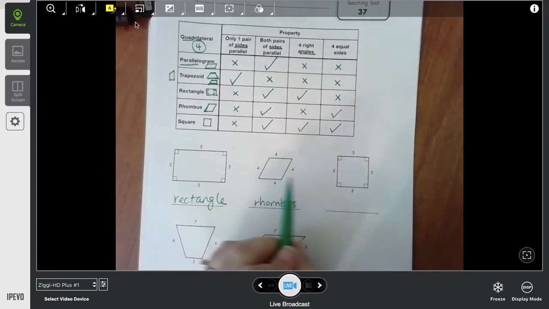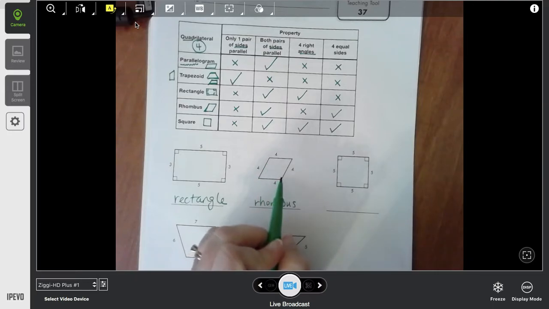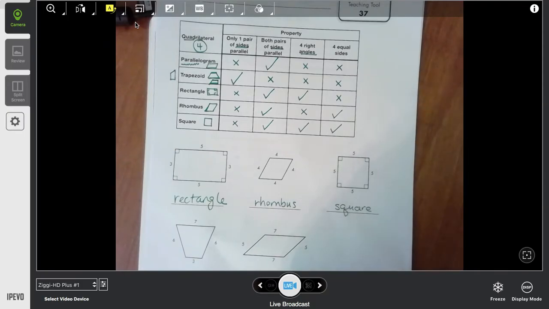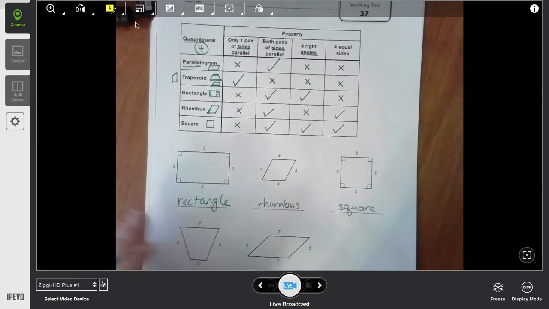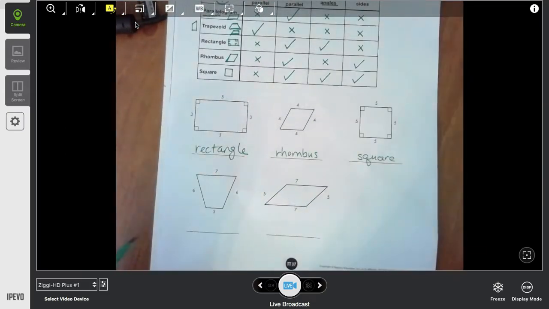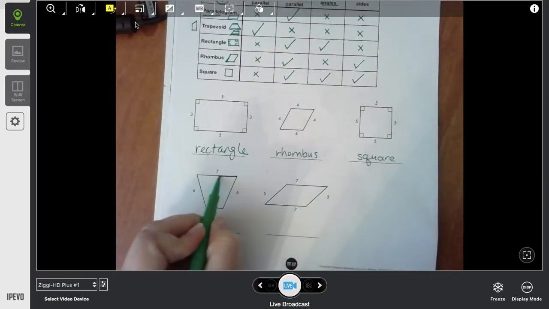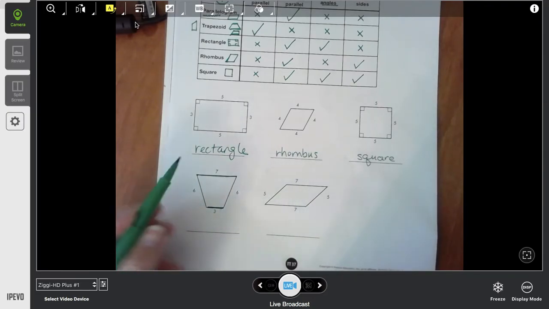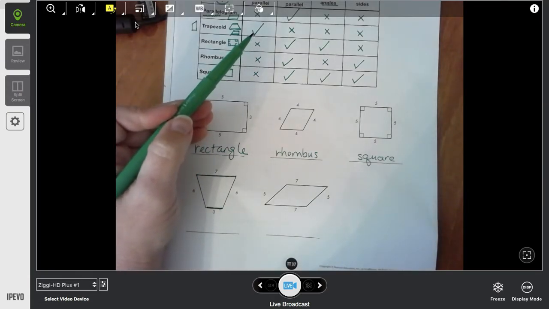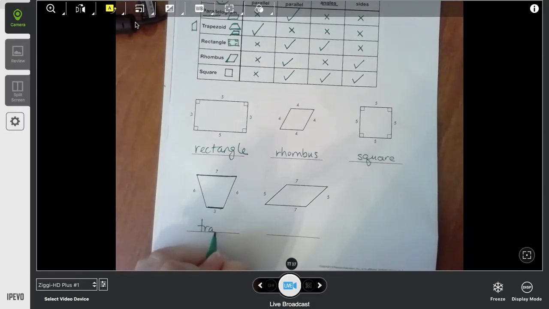Well, this and this are very similar. The only difference between these two is that this has right angles. This has two acute angles and two obtuse angles. So this one is a square, four equal sides. Okay, this one down here, let me scroll this down a little bit so you can see it. This shape right here only has one pair of parallel sides. These are parallel, but these sides are not. They'll intersect down here. So if it has one pair of parallel sides, there's only one thing that has one pair, and that's a trapezoid.